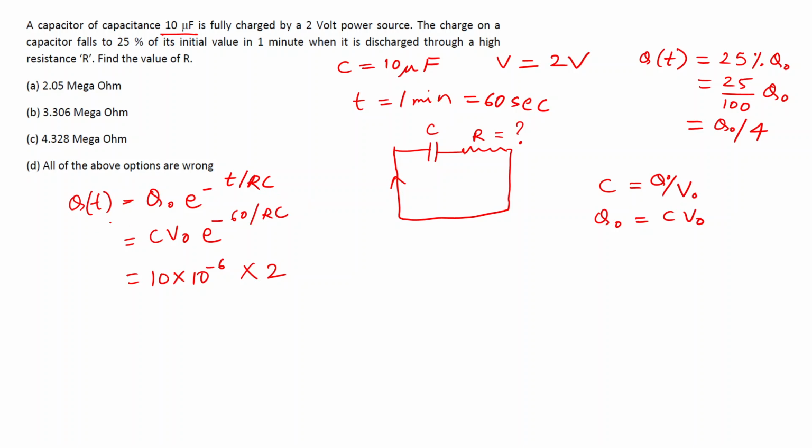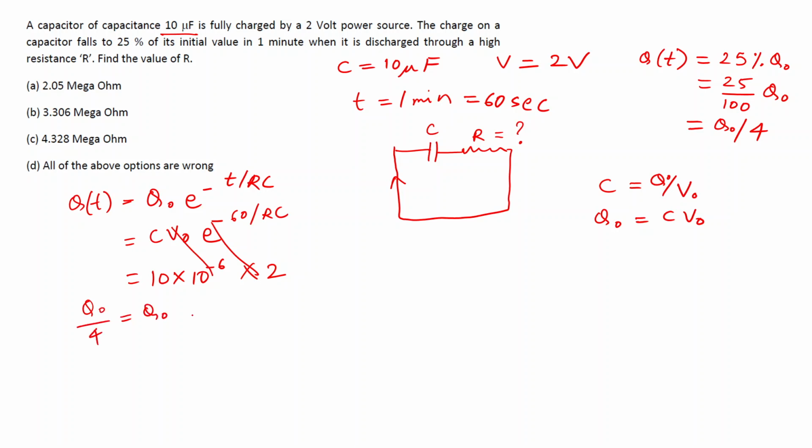Maybe we don't need to find this out, because just by putting the values I could have done this, because ultimately I need to find out this R, which is in the power. So we can clearly see we need to take the natural log on both sides. Let's keep this aside, maybe this is not required. I'll put at time t equal to 60 seconds. What is the charge? The charge is 1/4 of Q naught.